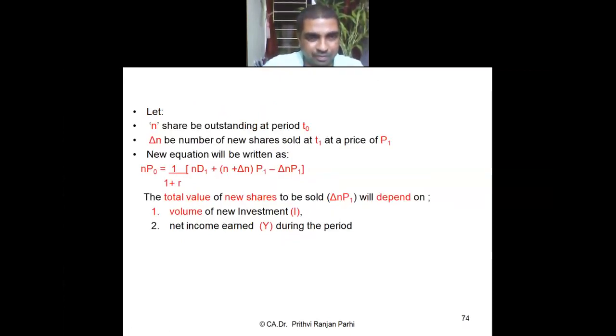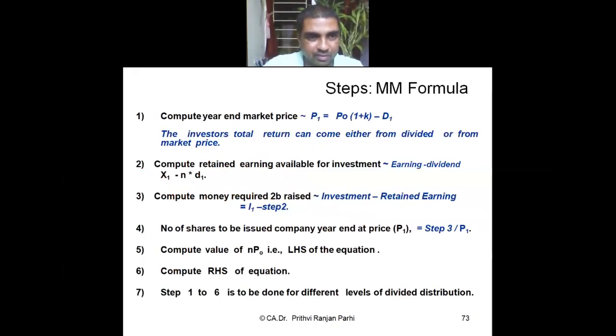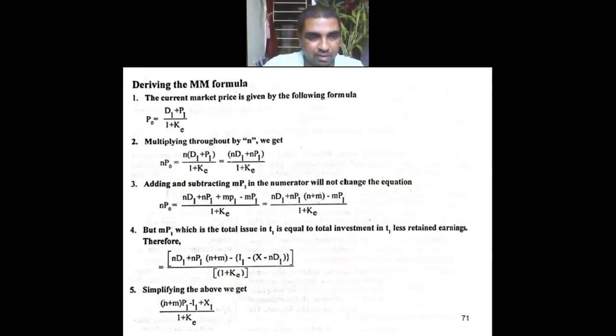Sir, can you explain step 4 once more? This step 4? Okay. You see what this particular step 4 says. What is n? n is the old share, the number of old shares.